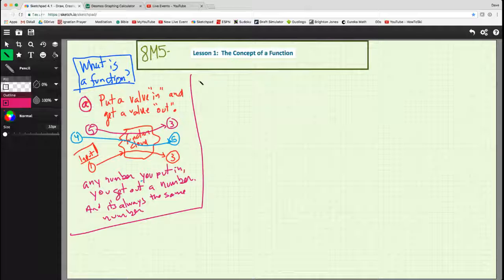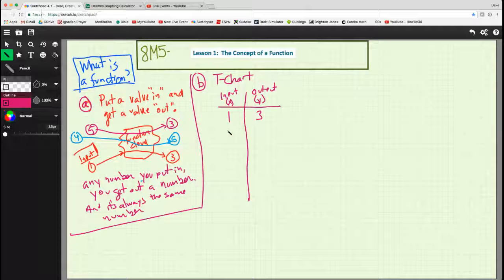Another way to look at it is B. If you use a T-chart, and this is the same thing that I just said, in a T-chart, if I put in an input, we often call that X, we'll get an output, Y. So here, if I use these examples, if I put a 1 in, I would get a 3 out. If I put a 4 in, I'd get a 5 out. And if I put a 5 in, I'd get a 3 out.